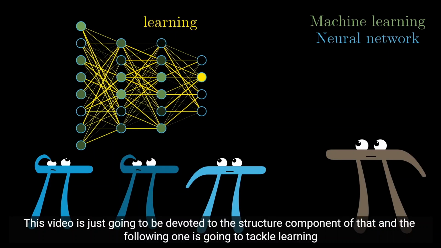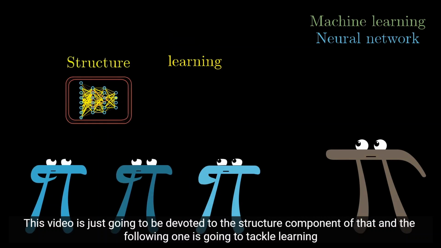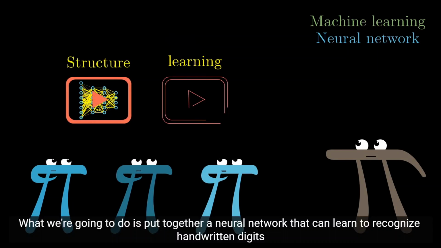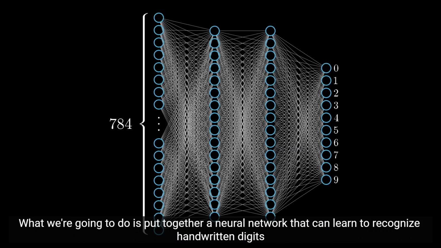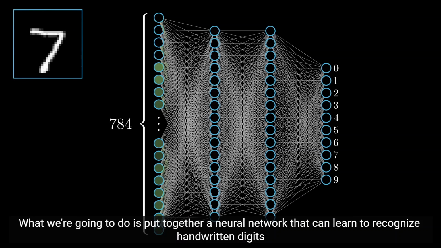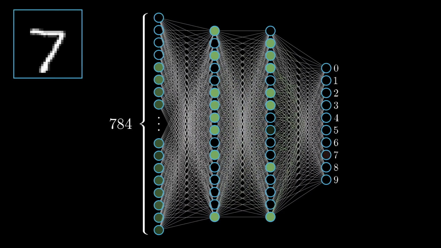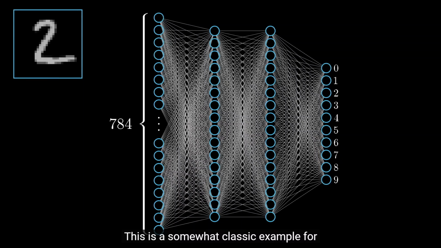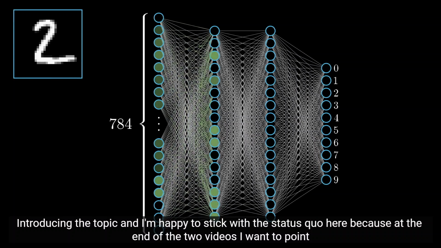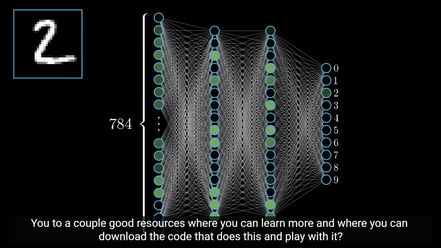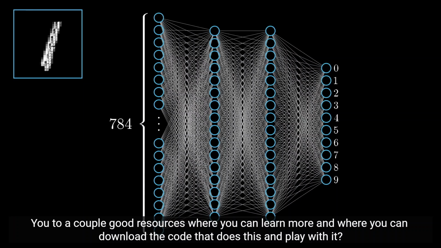This video is just going to be devoted to the structure component of that, and the following one is going to tackle learning. What we're going to do is put together a neural network that can learn to recognize handwritten digits. This is a somewhat classic example for introducing the topic. And I'm happy to stick with the status quo here, because at the end of the 2 videos, I want to point you to a couple good resources where you can learn more, and where you can download the code that does this and play with it on your own computer.